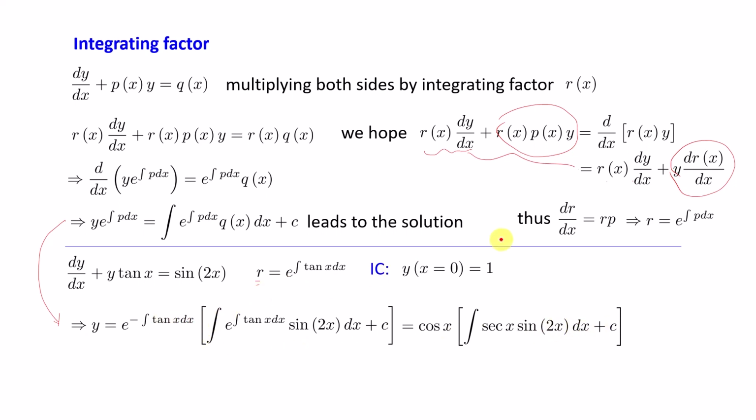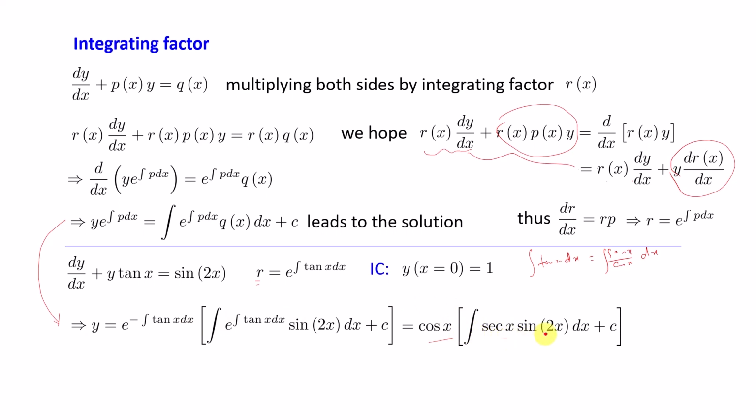For this tan x dx, you can see that tan x dx, you can write as sin x by cos x dx, and then you can take this cos x as z and you can evaluate this integral. That is how we will get this cos x and sec x. E to the power minus integral tan x dx will be cos x, and e to the power plus integral tan x dx will be sec x.